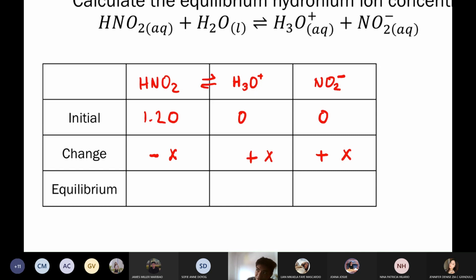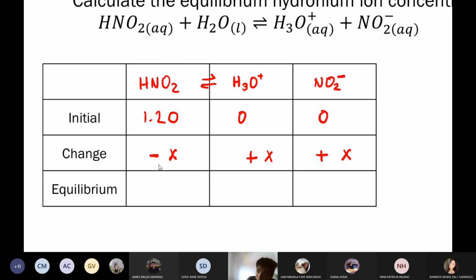Also, if may coefficient ka, kunwari may 2 ka dito, ilalagay mo yun dito sa change. Maging positive 2x yan. Because we follow the law of conservation of mass. Okay? So, we still follow the stoichiometry here. So, kung may 2 na coefficient dyan, you have to place positive 2x. No? Just to observe the law of conservation of mass. Okay? So, we follow stoic pa rin.